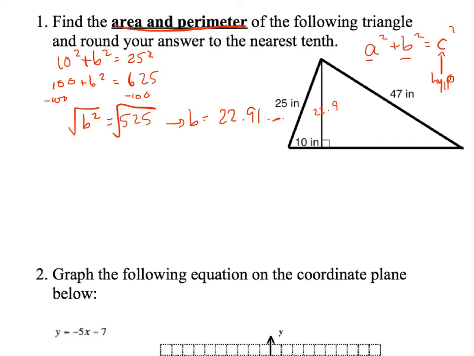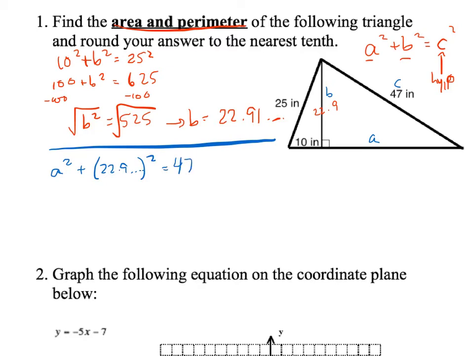Inches. Now we're going to find this second side length, and we're going to use this is A, this is B, and this is C. So A squared plus 22.9 squared equals 47 squared. We know this squared is going to give you 525. Subtract 525, and then square root both sides.